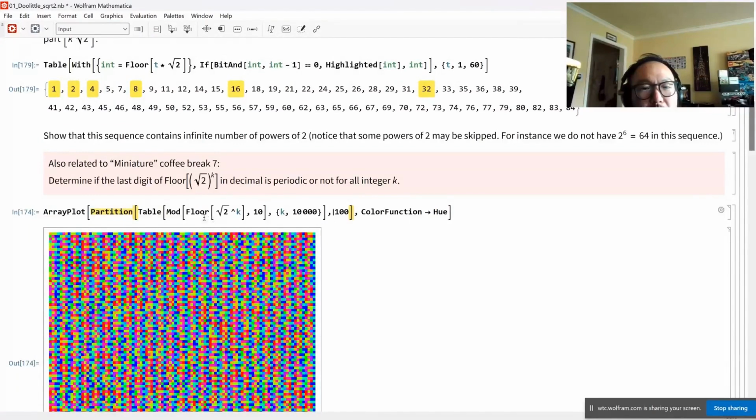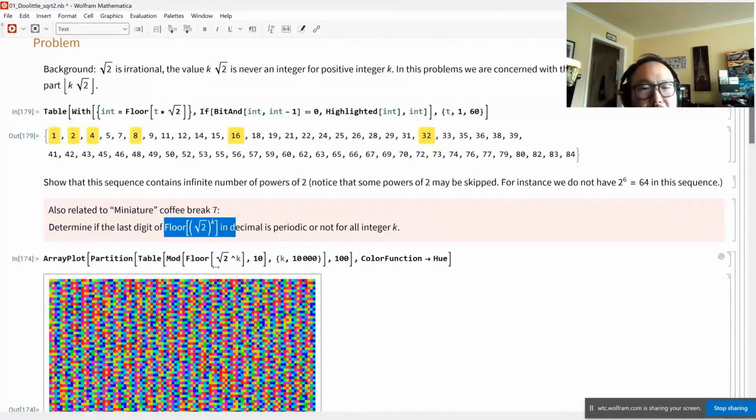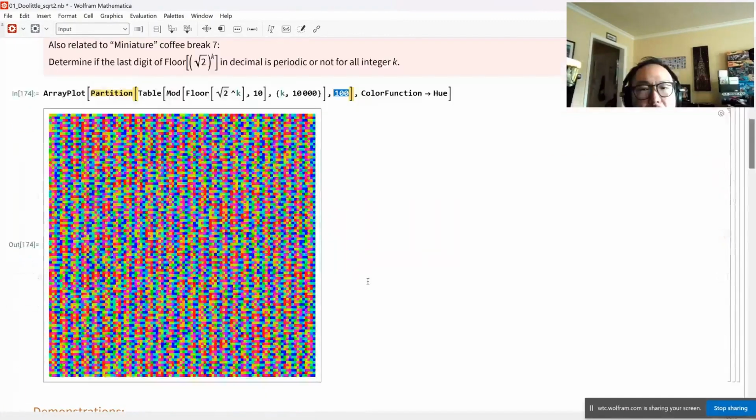So for example, for this problem, I just plot the floor of the square root of k to the power of k, mod 10, because I'm interested in the last digit. And k takes values from 1 to 10,000, because 10,000 is 100 times 100. So I just partition it into 100 blocks, so I can plot it in a perfect square and give it some color function here.